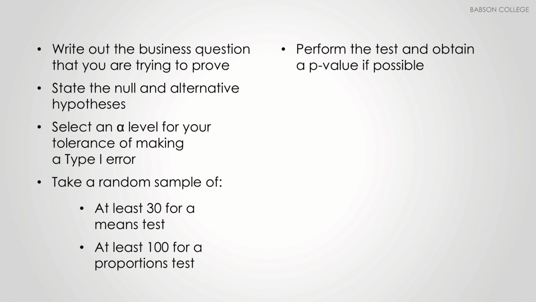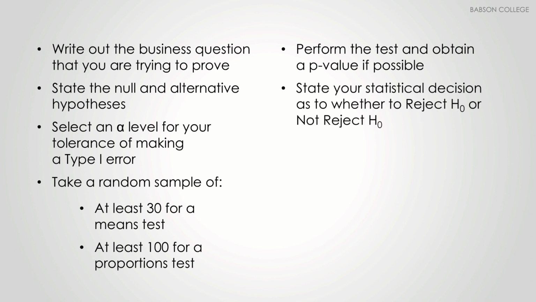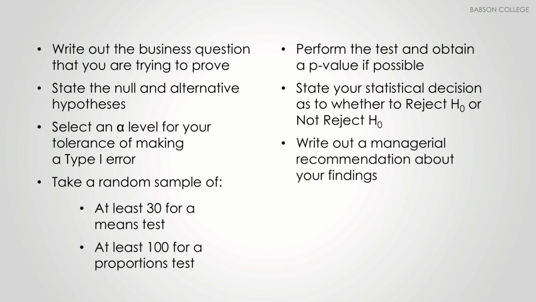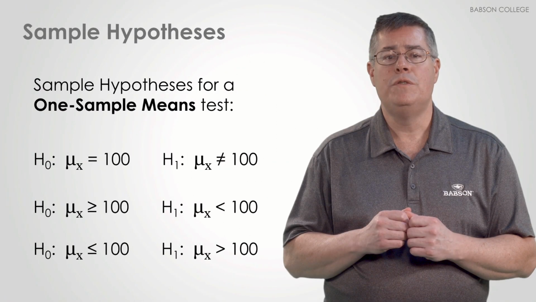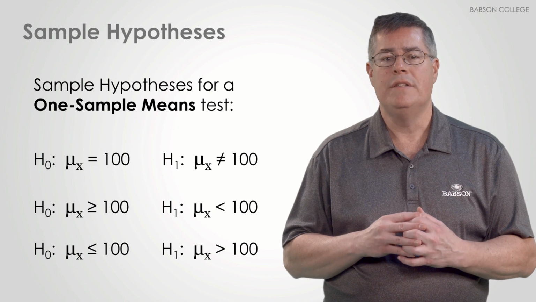Once you have the result of your test, state your statistical decision as to whether to reject H0 or not reject H0. At this point, you will be in a good position to write out a managerial recommendation about your findings. Remember to be wary of the implications of making a type 1 or type 2 error. Now we need to consider a few specifics relating to this process.